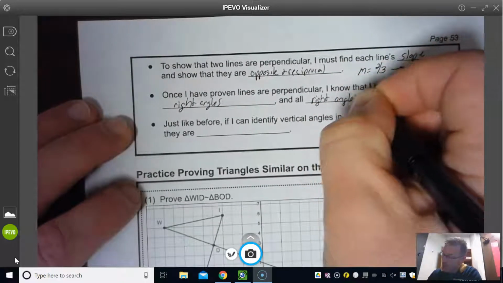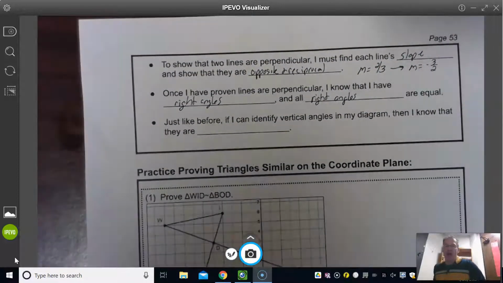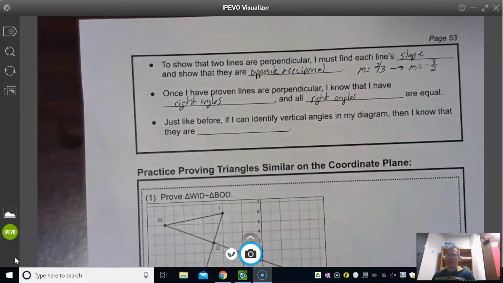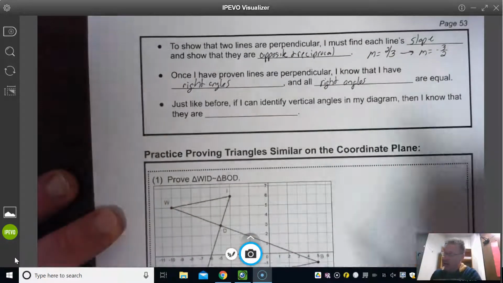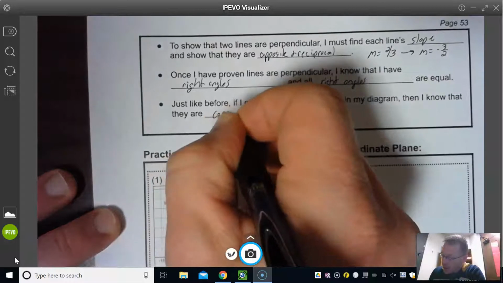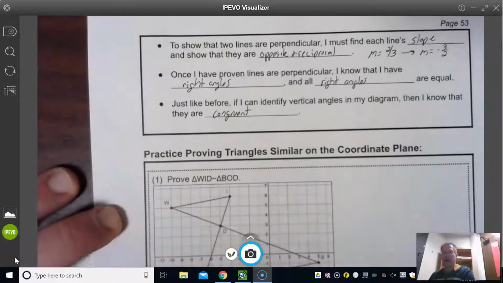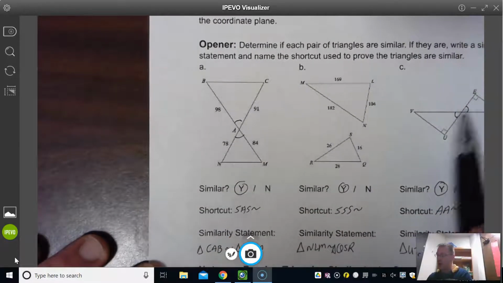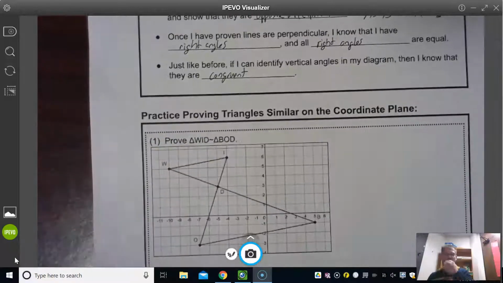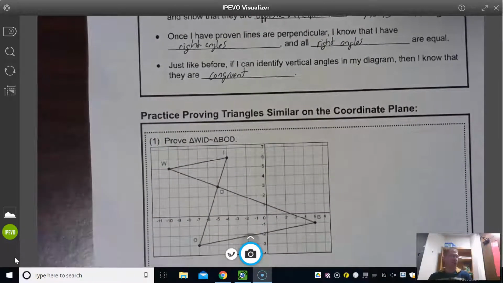And so notice we're going to get to the same information, but there's a lot more work involved to get that information. So just like before, I can identify vertical angles in my diagram, then I know that they are congruent. So if you see vertical angles in a picture in the coordinate plane, we can say that they're equal and congruent, just like we did here. So if we see this in the coordinate plane, it works just the same way. So a little bit of review on some of the coordinate plane stuff. Now I'm going to go through two examples with you.